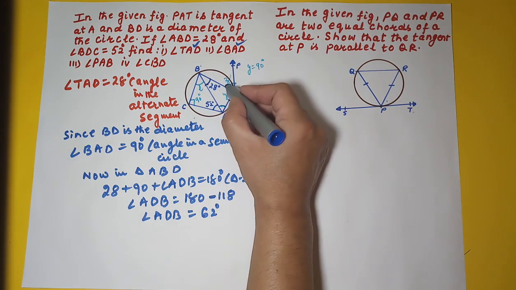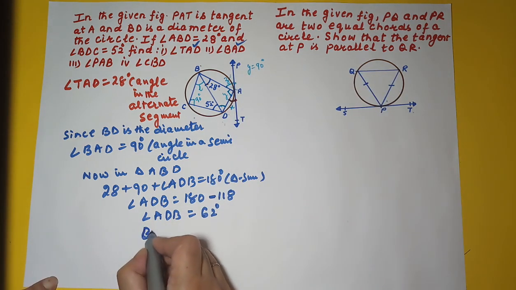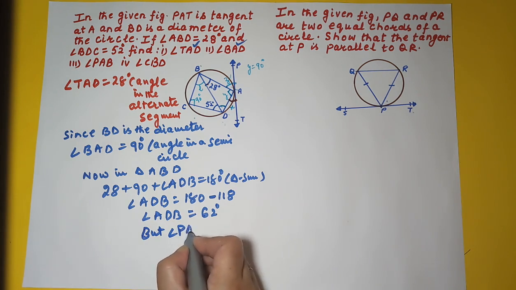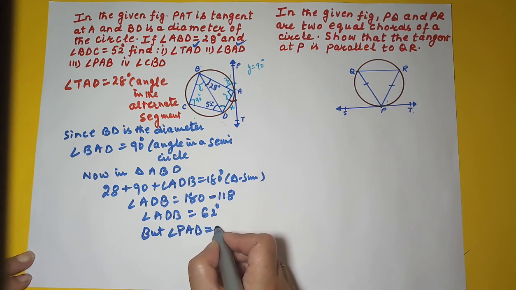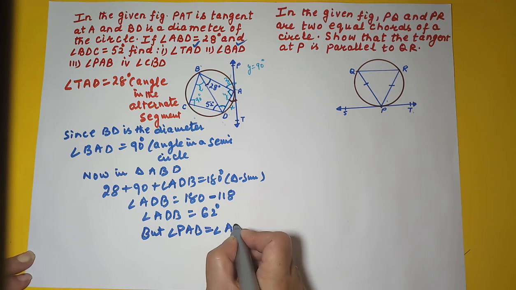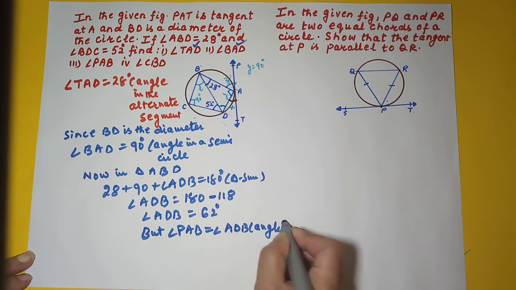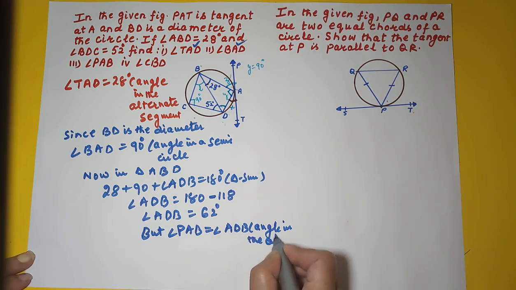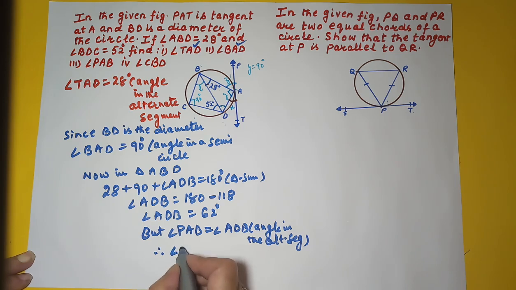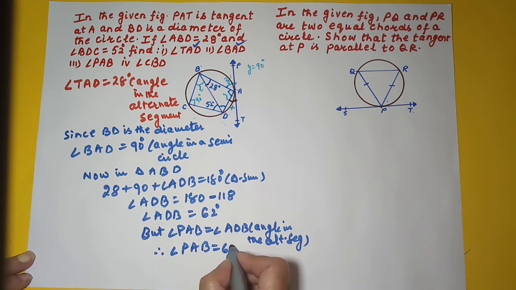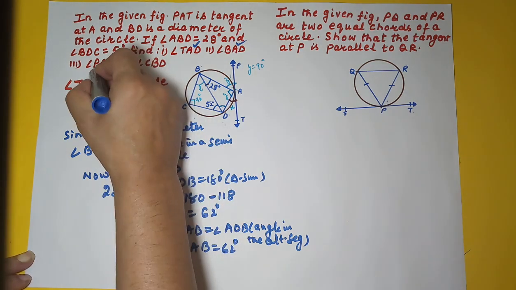So you can calculate this angle PAB now, but angle PAB is equal to angle ADB. Reason? Angle in the alternate segment. So angle PAB is equal to 62 degrees. This also we have found.